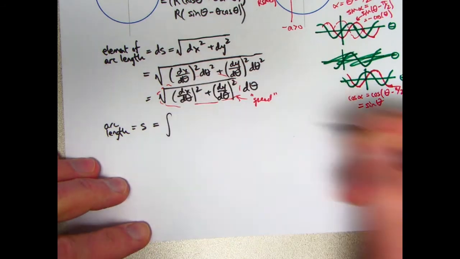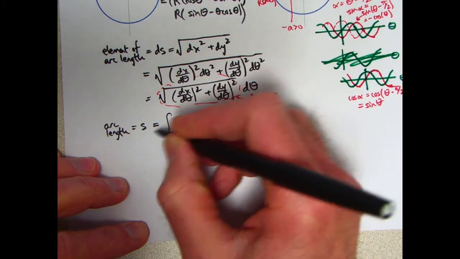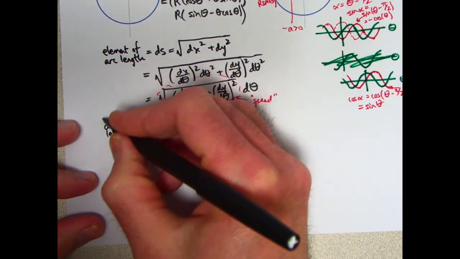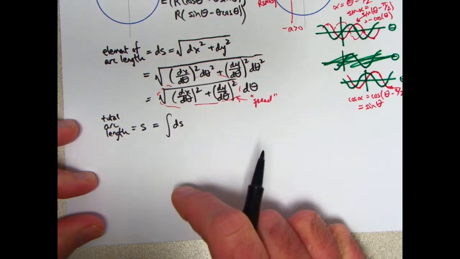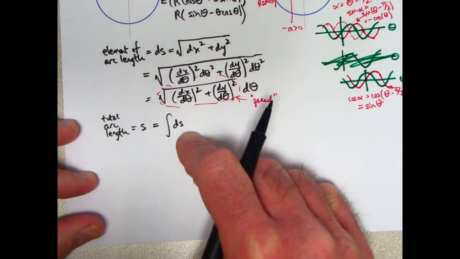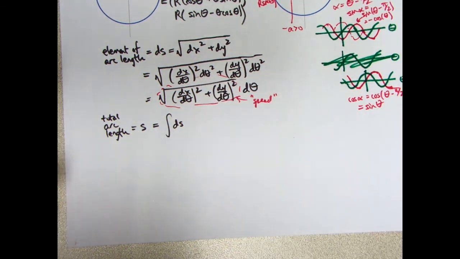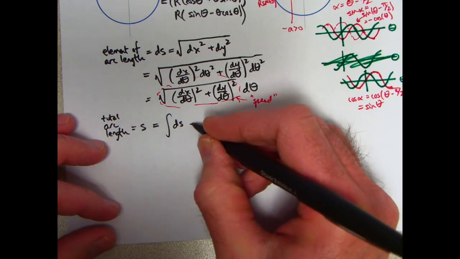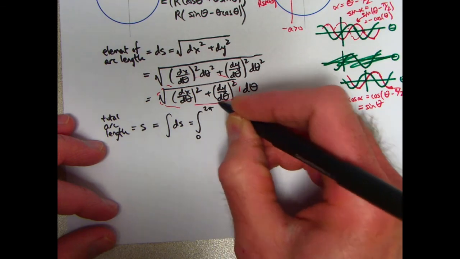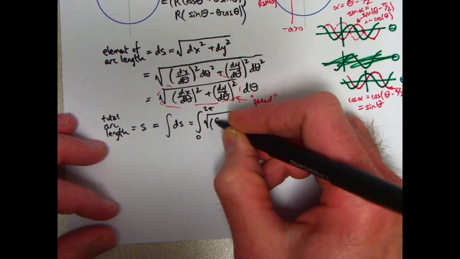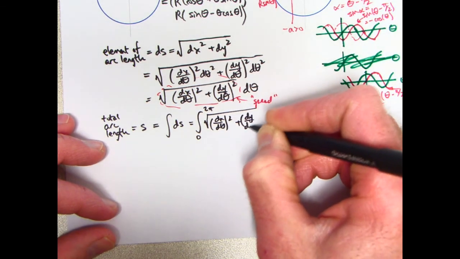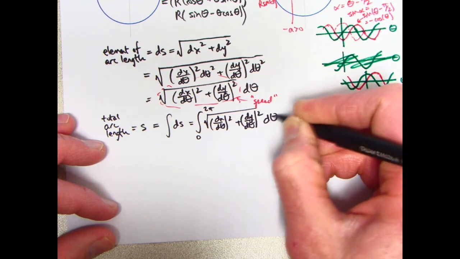Think of the integral sign as representing adding, and you might even write something like this. S equals the integral of ds. To find the total arc length, add up the little arc lengths. Think of the integral intuitively as being adding. But of course, to actually calculate this thing, you've got to write it as a definite integral. And in this case, it's going to go from 0 to 2 pi of the square root of dx d theta squared plus dy d theta squared. Integrate with respect to theta.